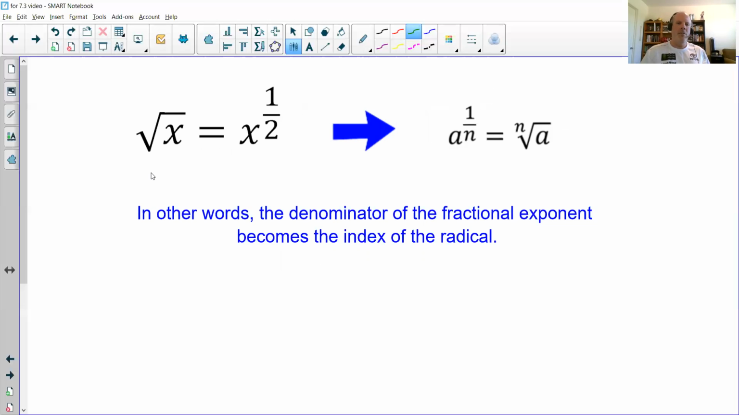So if I take x to the 1/2 power, for example, it becomes square root of x. If I put it in general terms, if I have a fractional exponent that's 1 over any number, that n, any number, becomes the index of the radical.